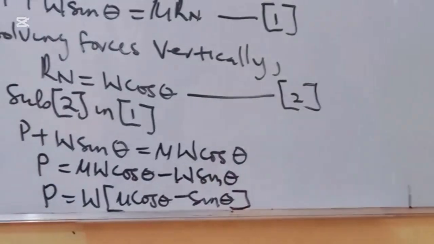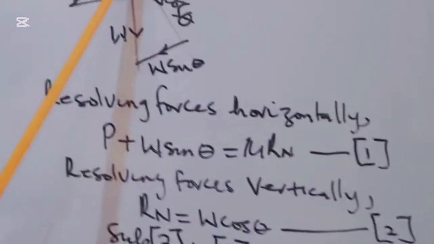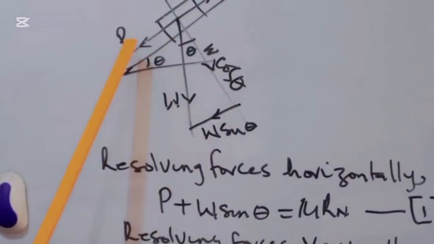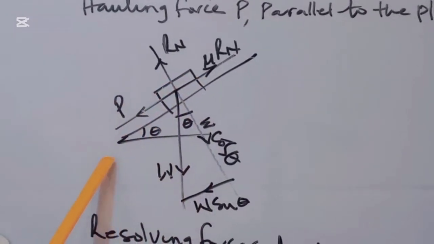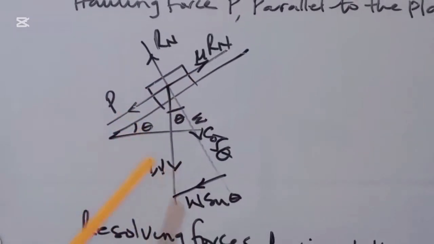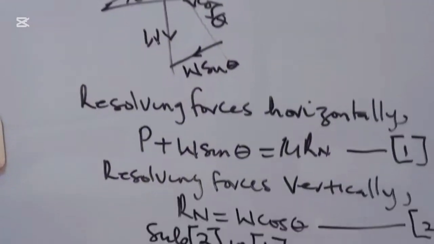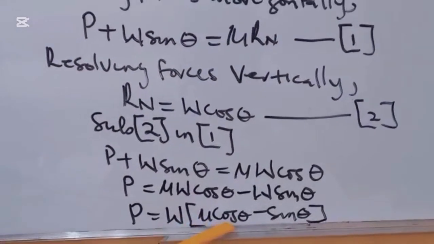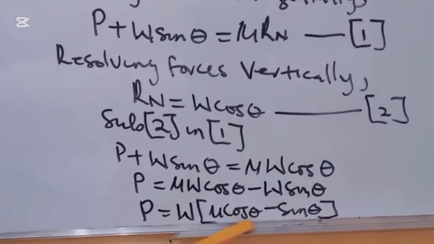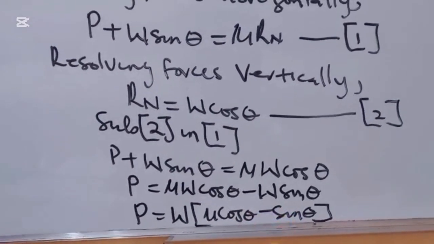Therefore, if we have a body placed on an incline of angle theta, and we're having a force P parallel to the plane, intending to pull that body down, the force P is given by W, open bracket, coefficient of friction multiplied by cos theta minus sin theta.